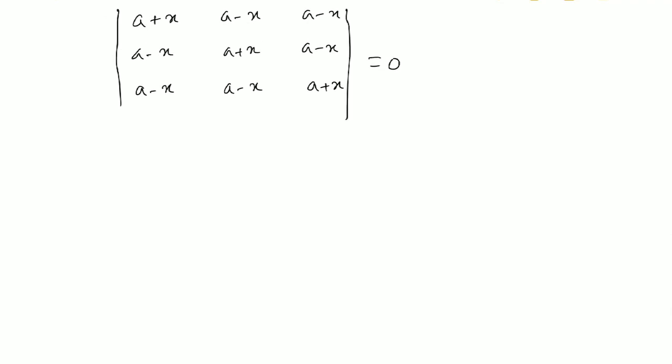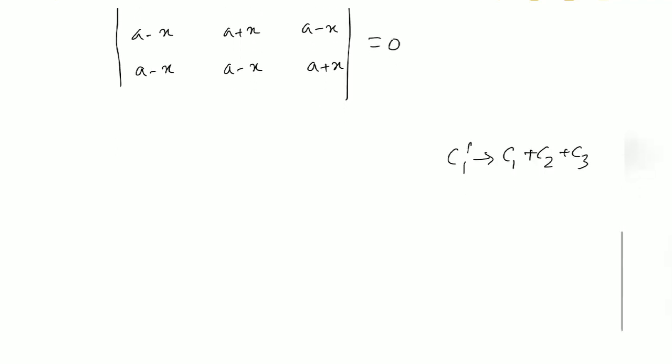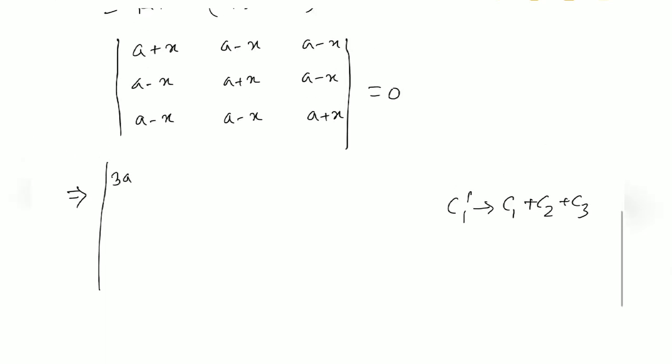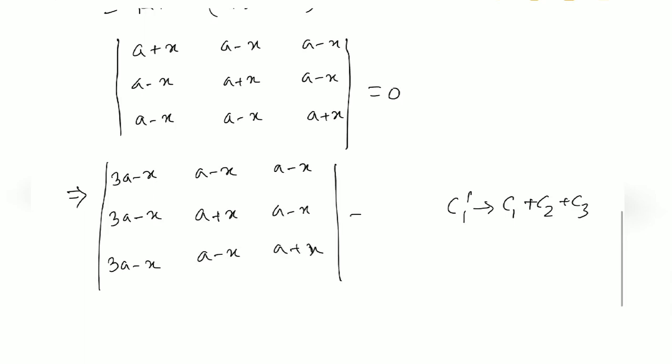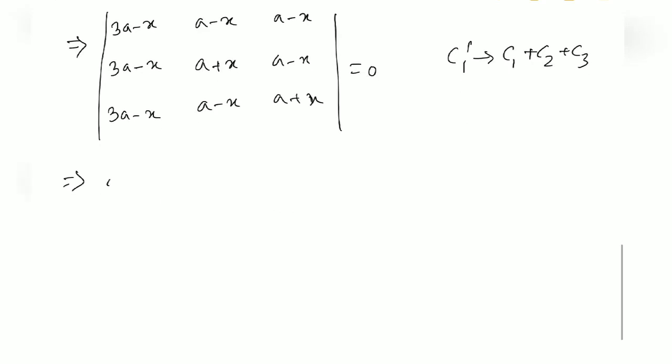Similarly we will apply elementary operations: C1 changes to C1 plus C2 plus C3. After doing this, we have 3a minus x, 3a minus x, and 3a minus x, so this thing is common. If you are following my lectures from the last video, you can say what my next step will be: I will take this 3a minus x out of the determinant. Sorry, the question was to solve this determinant, not to prove.